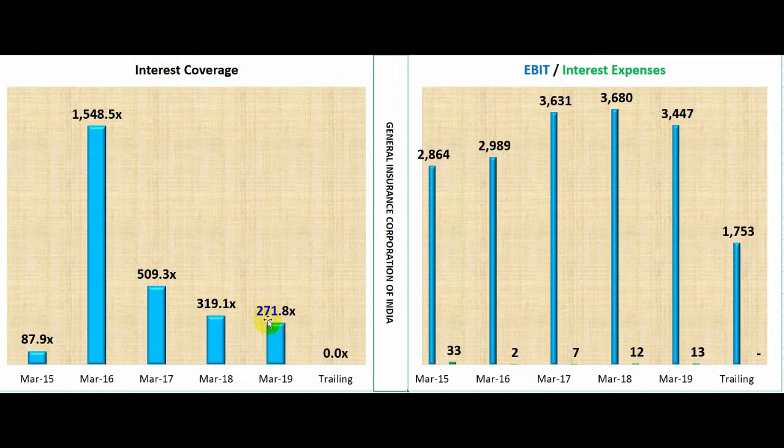So the coverage would also be very high as a multiple of the EBIT. Against the interest paid of 13 crores, the profit generated is 3,400 crores. So that's a multiple of 271.8 times. I'm explaining this to help you understand what exactly interest coverage is, meaning the EBIT is easily able to pay off the interest expense of the current year.